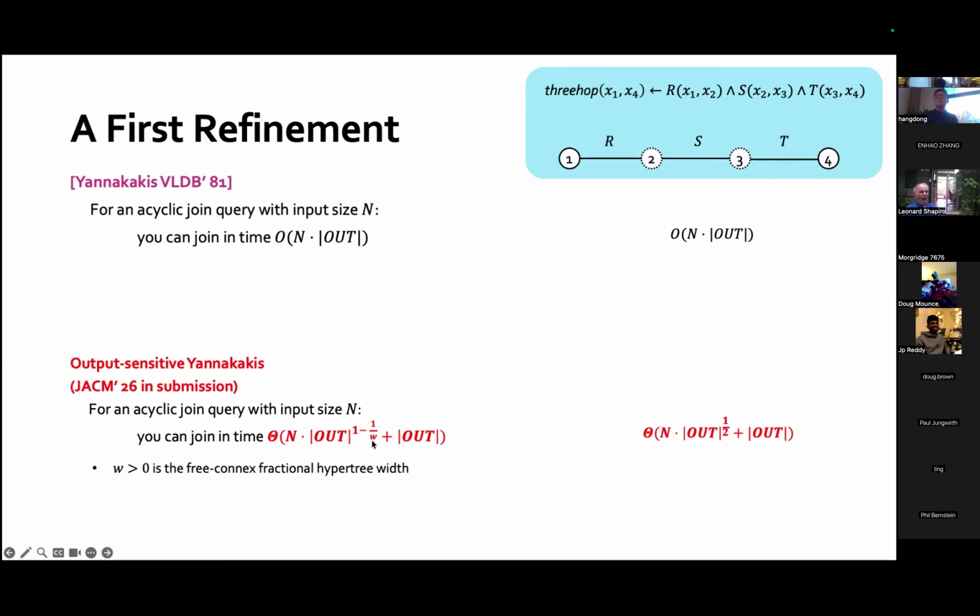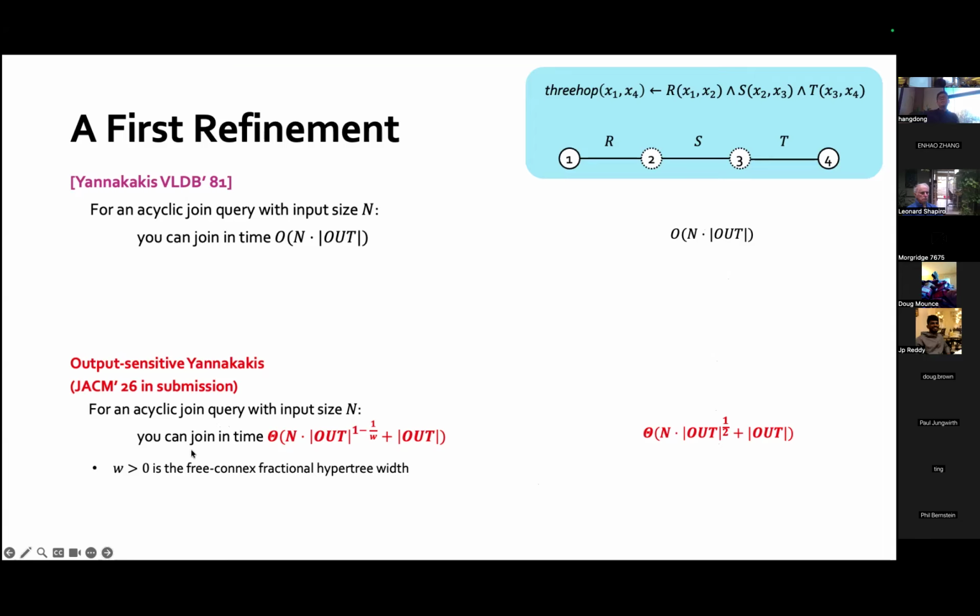This factor, 1 minus 1 over W, is the gain that we get compared to this. For example, in this very query, we can show that this W is equal to 2. So that means you can actually run the query in time n times square root of out, shaving off a square root of out factor from Yannakakis' algorithm.